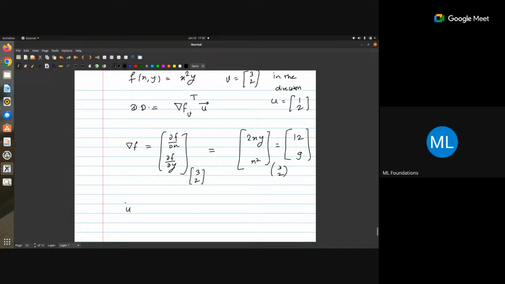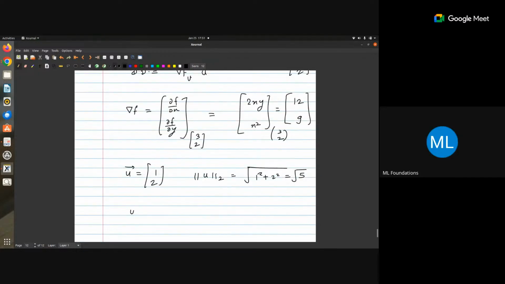The direction given to me is (1, 2), but we need the unit direction. Unit direction means we have to find the length of that vector and divide by it, so we have to normalize it. The length is the L2 norm, the root of 1 squared plus 2 squared, which is root 5. So the unit direction will be (1 by root 5, 2 by root 5). Okay, this is the direction.